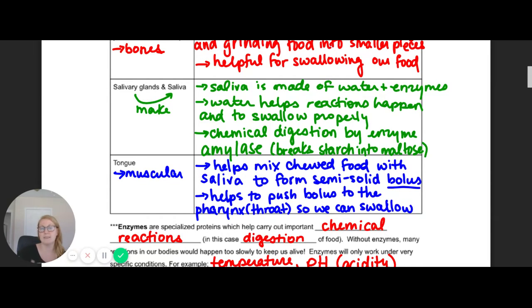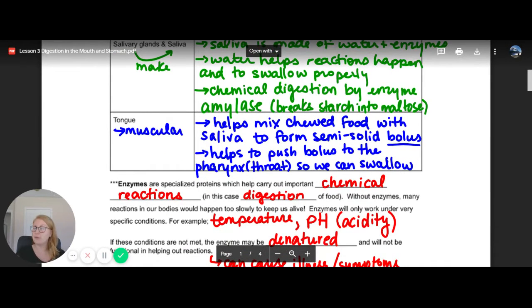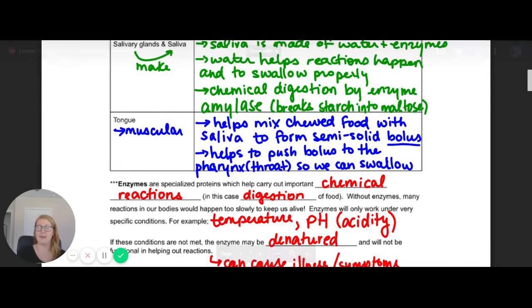So that brings us to talk about what an enzyme is. I'm going to put that on hold for just a second. We talked a little bit about it in lesson two, which are sort of these machinery in the cells which are helping things to happen. So that's also the case here, which I'll just define in a few minutes. In our mouth, also important is the tongue, and the tongue is a muscle, of course. It helps to mix our chewed food with saliva.